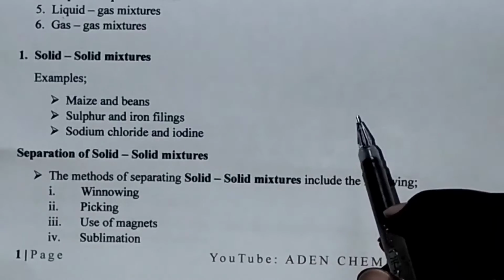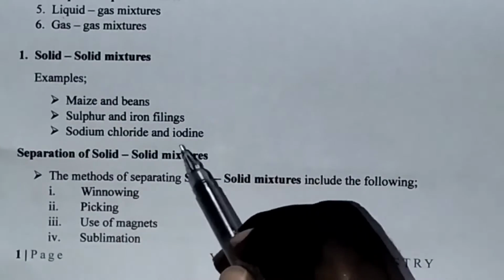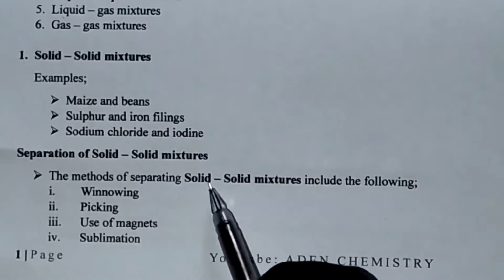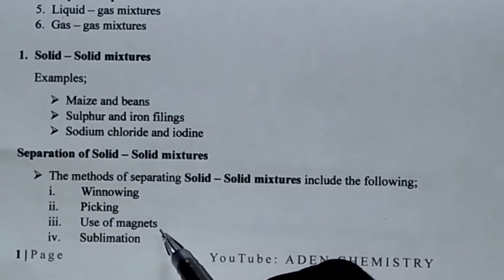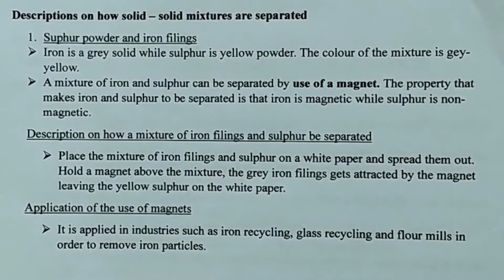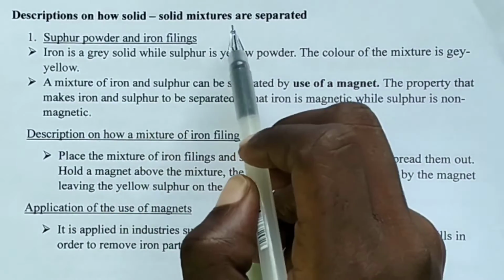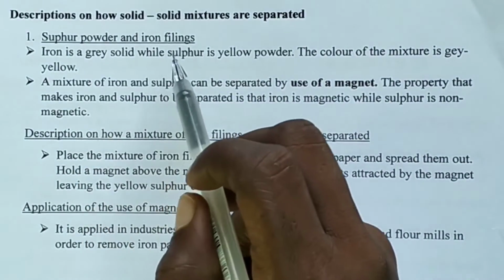Examples of solid mixtures include maize and beans, sulfur and iron filings, sodium chloride and iodine. So let us see again the separation of solid mixtures. The methods of separating solid mixtures include the following: winnowing, picking, use of magnets, and also sublimation. Next, let's go to the descriptions of how solid mixtures are separated. Number 1, we start with sulfur powder and iron filings.